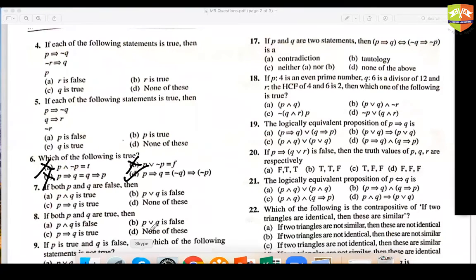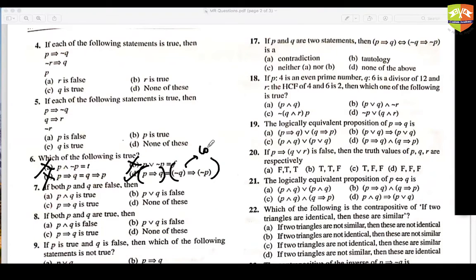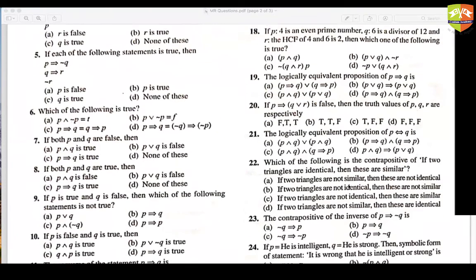Yes, sir. Basically, this is the contrapositive. Next. Seventh one. P and Q are false. P implies Q.